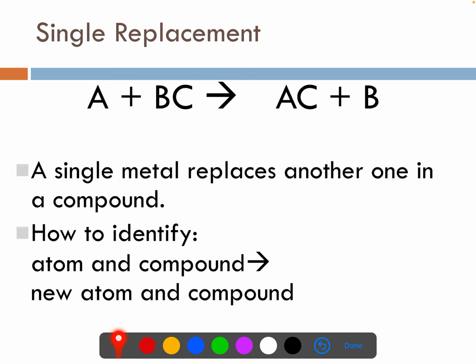Third type of reaction is a single replacement reaction. A single replacement reaction happens when a single metal replaces another one in a compound. This might be something like copper is added to aluminum chloride or something like that. And you can identify these because there is an atom alone and a compound, and it makes a new atom and a new compound. I want to point out to you that sometimes the numbers here will change depending on what's being formed together.